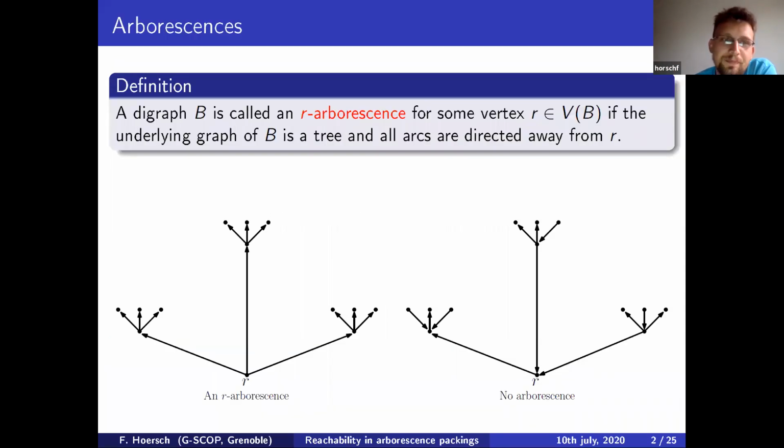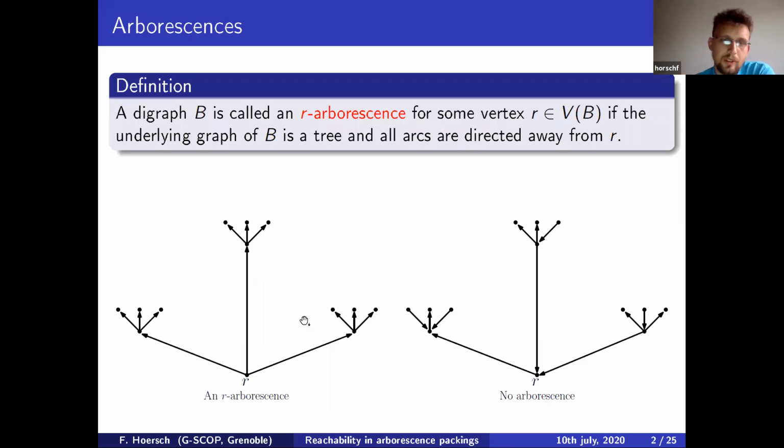First, what is an arborescence? Well, an arborescence is a digraph. And the underlying graph of that digraph is always a tree. And I fix a root in that tree, and I say all arcs are rooted away from that root. Or equivalently, I can say in that orientation of the tree, the root has in degree 0, and all other vertices have in degree 1.